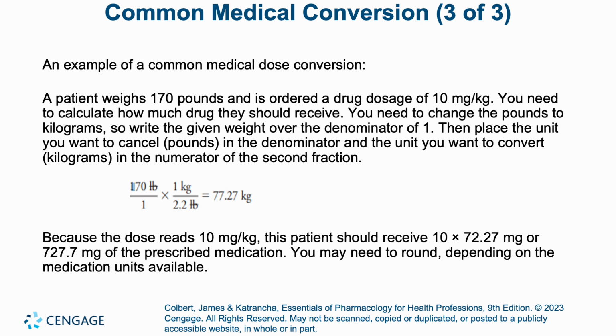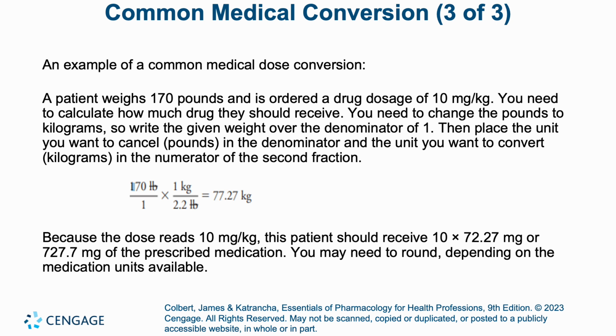So this one says a patient weighs 170 pounds and is ordered a drug dosage of 10 milligrams per kilogram. You need to calculate how much drug they should receive. You need to change the pounds to kilograms. So what you want to do is you want to write the given weight over the denominator of 1. So anytime you put a number over 1, it is going to equal the same thing, right? You're just dividing it by 1. 10 divided by 1 is 10. It's just kind of giving you the same exact thing. You just put it over a denominator.